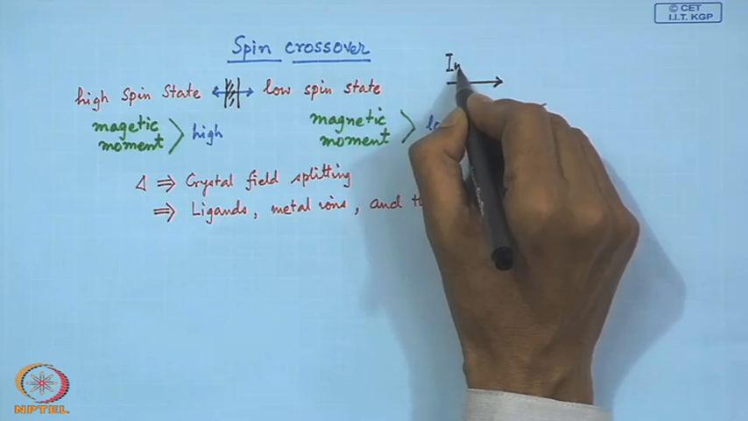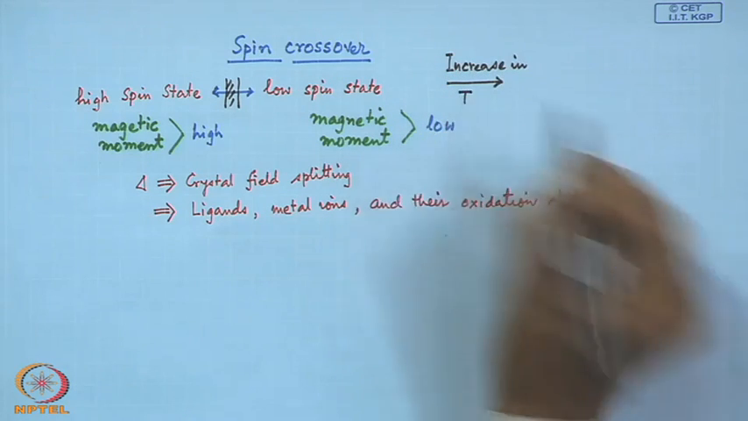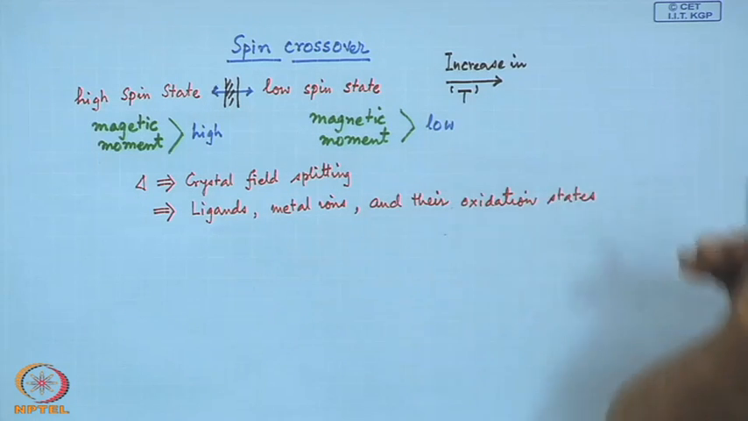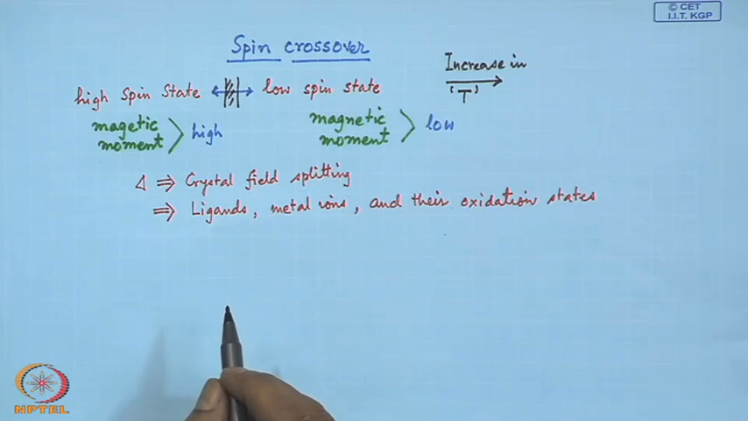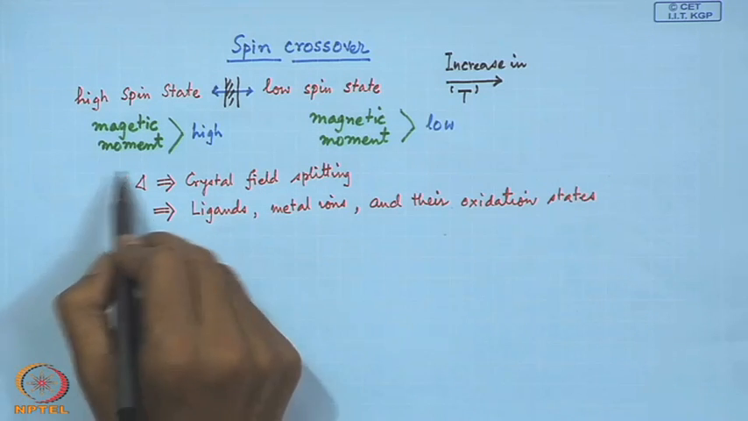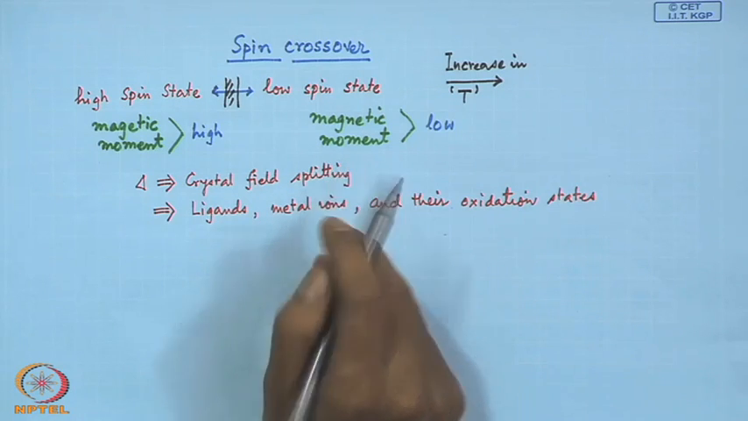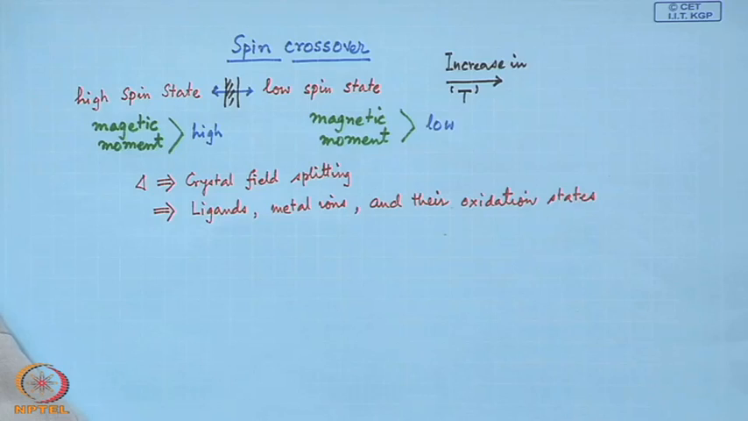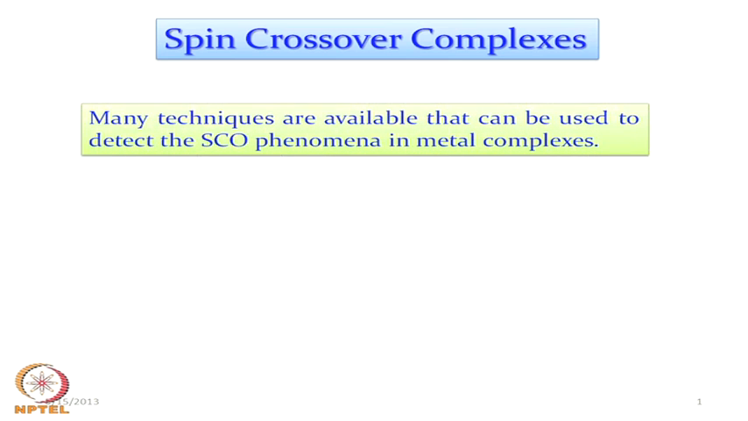With the increase in temperature, therefore, increase in T value, we will find that the corresponding spin state will be changing from one particular position to the other, and at the same time we will be using the corresponding magnetic moment values for the characterization. So, these compounds, when we consider them as complexes, are also known as spin crossover complexes or SCO complexes in coordination chemistry or transition metal chemistry.